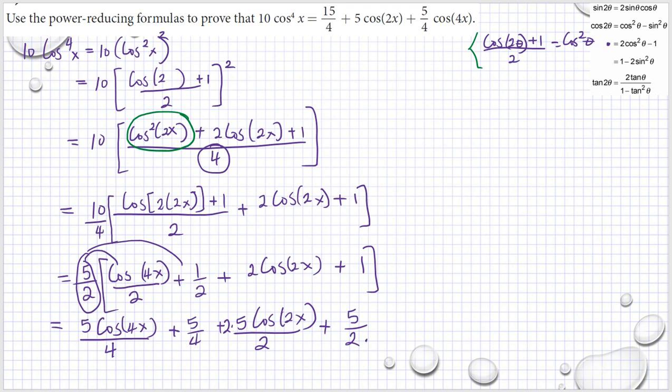And then if I expand this by 2, this will become 1, so 10 plus 5, we have 5. This will be our answer now: 5 cosine 4x over 4 plus 5 cosine 2x plus, that's 10 plus 5, it's 15 over 4. Did we get the same? 15 over 4, we got it. 5 cosine 2x, we got it. 5 over 4 cosine 4x, we got it.